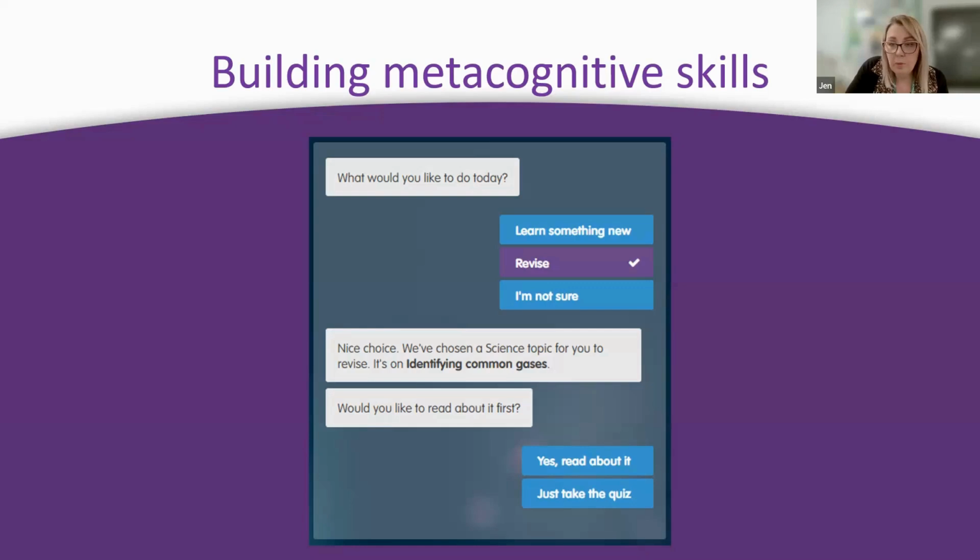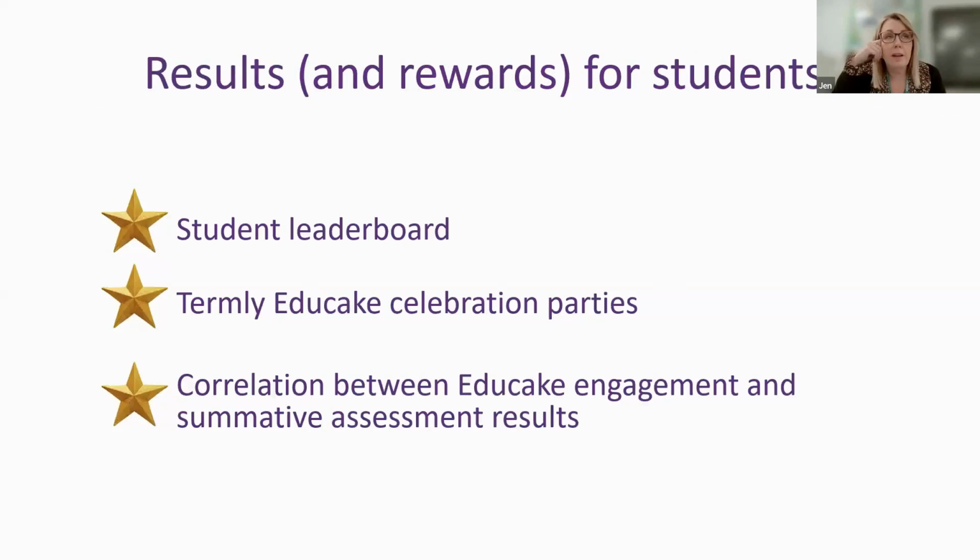So in terms of what we then do with the data, every term we have subject review meetings with the head teacher. As well as discussing various other topics, I presented to him how Educake was improving the results and the attainment of our students. I inserted, I think, into the blog that I put up a scatter graph, which showed how the attainment in assessments and the attainment on Educake correlate positively, which is really positive.